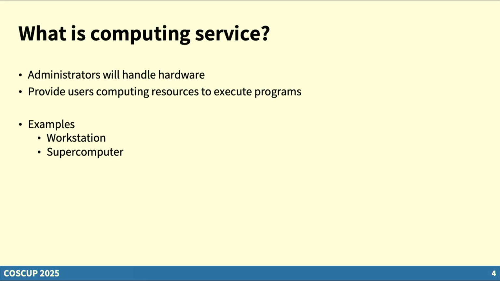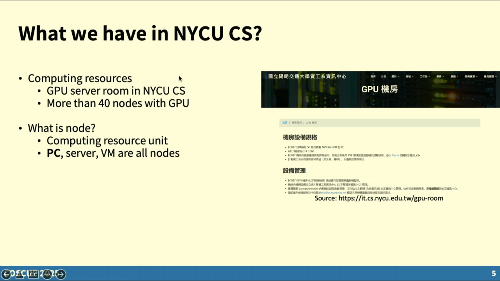So we need hardware for this service. So what's the resource we have? In my department, we have more than 40 nodes with GPU. I want to clarify what a node is here. It's a computing resource unit. A personal computer, a server, or a virtual machine are all kinds of nodes. And the resource we have is only personal computers. So it's not that expensive, but it is also not cheap.